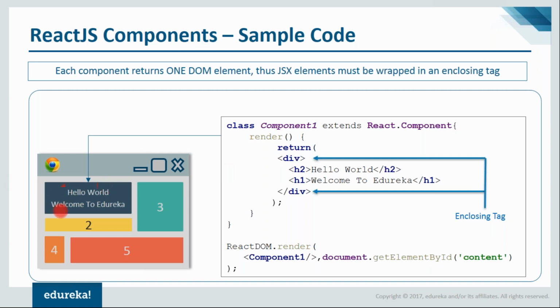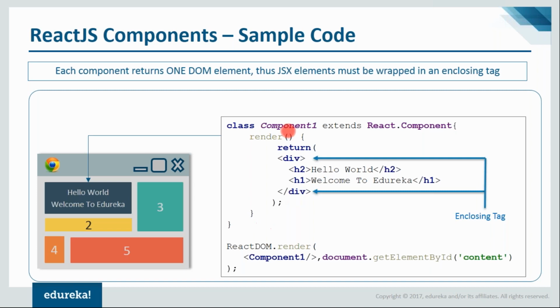Supposing I want to print hello world and welcome to Edureka on this component number 1, then I would have to specify that in HTML tags. And since there are two different HTML tags over here which I want to display, I have used the enclosing tags. Now the enclosing tags are what is given inside the div tags, right? In case I just have one HTML tag, then I don't need to use the div. All right, so that's how it works.